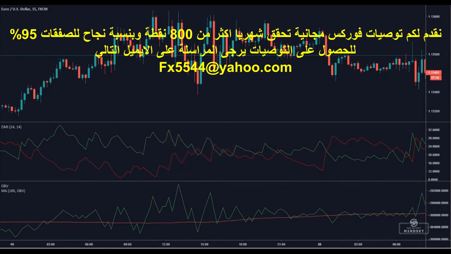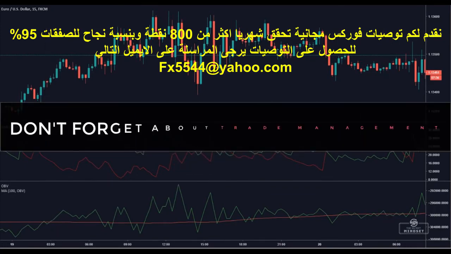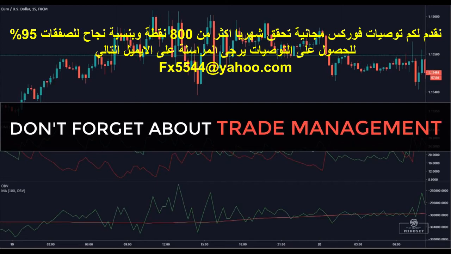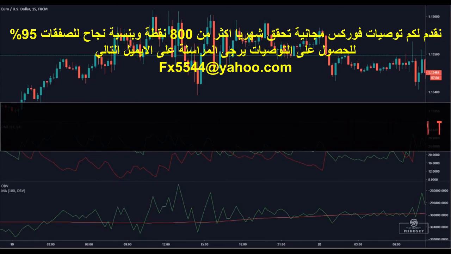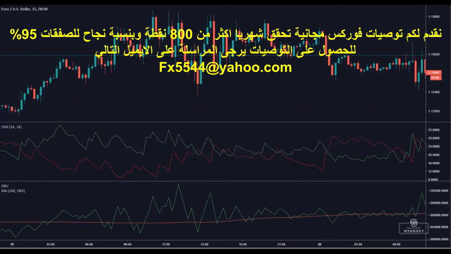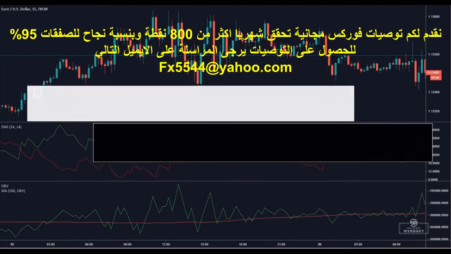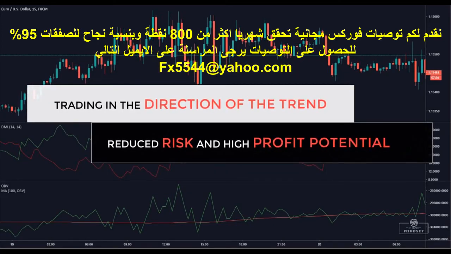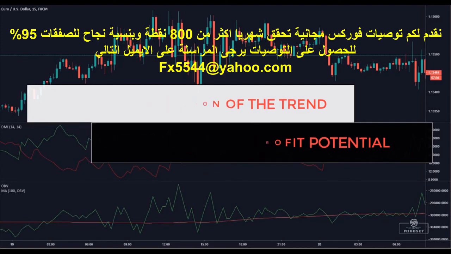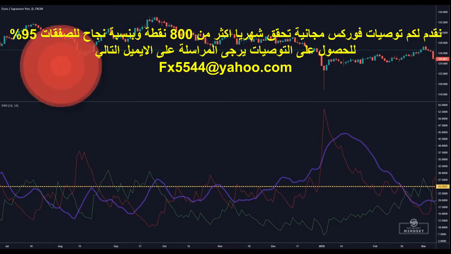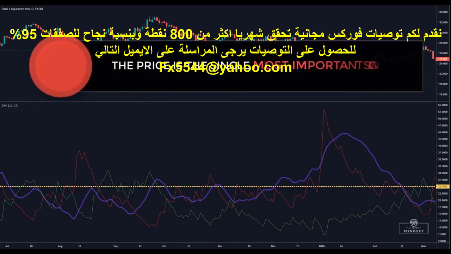Also, trade management is an important issue. There are many possibilities for trade management depending on your personality and the details of the exact trading plan. I personally go for a 2-to-1 or a 3-to-1 risk-reward ratio when I'm trading stocks that have a good volatility. I like this strategy because you are trading in the direction of a strong trend, which reduces risks and increases profit potential. One last thing, the price is the single most important signal on the chart.